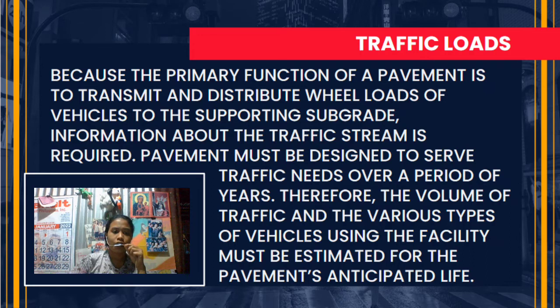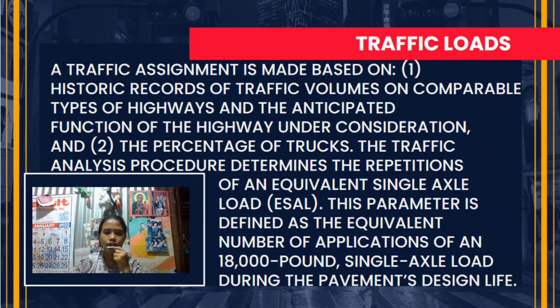So traffic loads along with environment damage pavement over time. The simplest pavement structural model asserts that each individual load inflicts a certain amount of unrecoverable damage. This damage is cumulative over the life of the pavement, and when it reaches some maximum value, the pavement is considered to have reached the end of its useful service life. Next, a traffic assignment is made based on historic records of traffic volumes on comparable types of highways and the anticipated function of the highway under consideration.